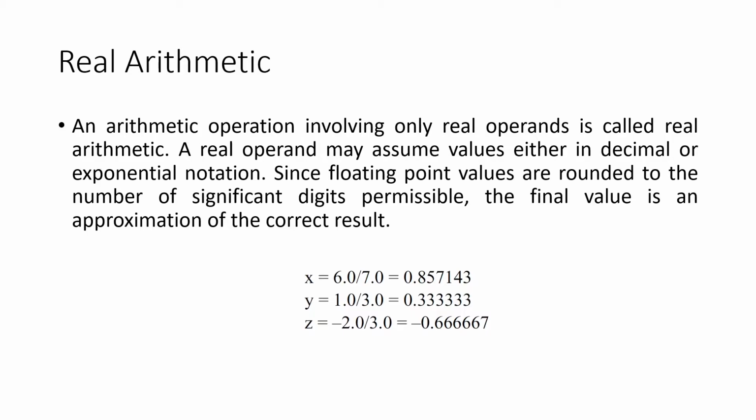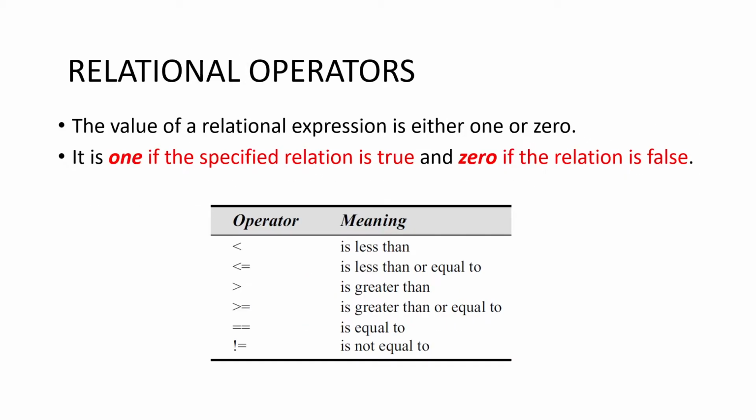Now dealing with real numbers. Real numbers are those that allow a decimal point. An arithmetic operation involving real operands is called real arithmetic. You can check the result here, 6 by 7. It is taken up to 6 decimal places. After the decimal point there are 6 digits, so maximum precision is obtained. So these are the arithmetic operators.